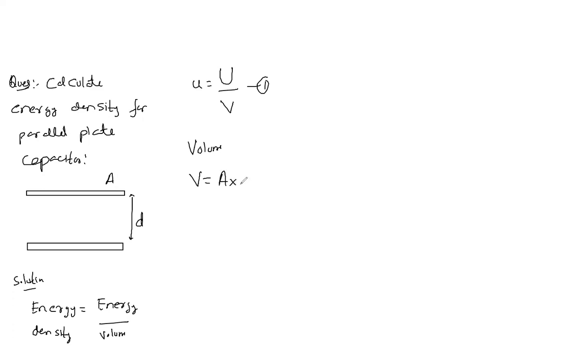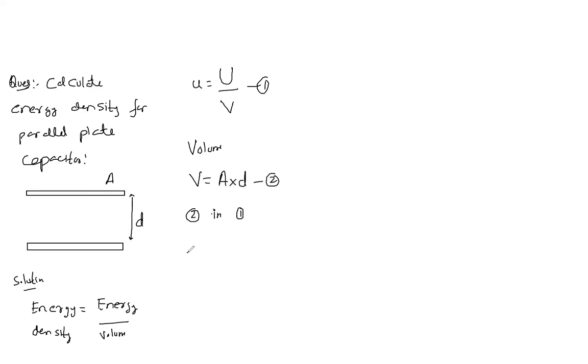It's area into separation, no? Not A cube. It could be A cube if it were a cube. If you have the area of cross section and separation, then the volume is simply area of cross section multiplied by separation. So volume is simply A into d. So this is the volume of the capacitor, A into d. That is the second equation. You can substitute 2 in 1.